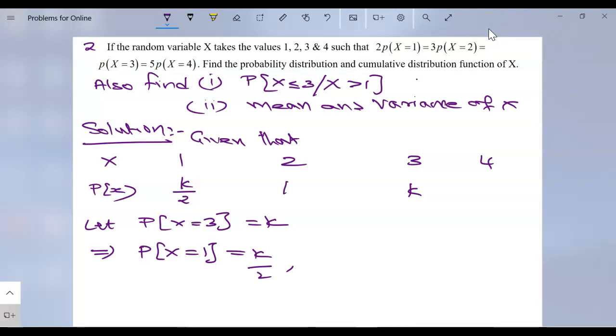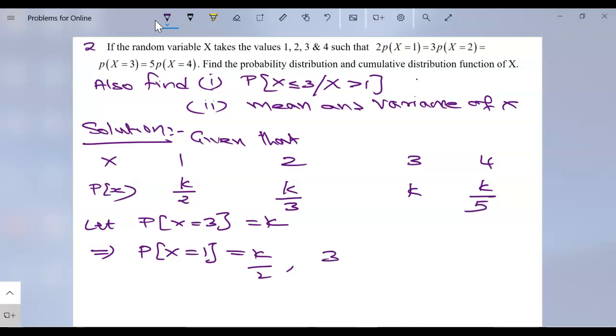Probability of x equal to 2, needless to say, what does it mean? It is k by 3. The reason is 3 times probability of x equal to 2 is equal to k. What is probability of x equal to 2? Then it is equal to k by 3. Okay. Next is this one. You would have guessed it. Yes, it is k by 5. Right? I'll write all those things.